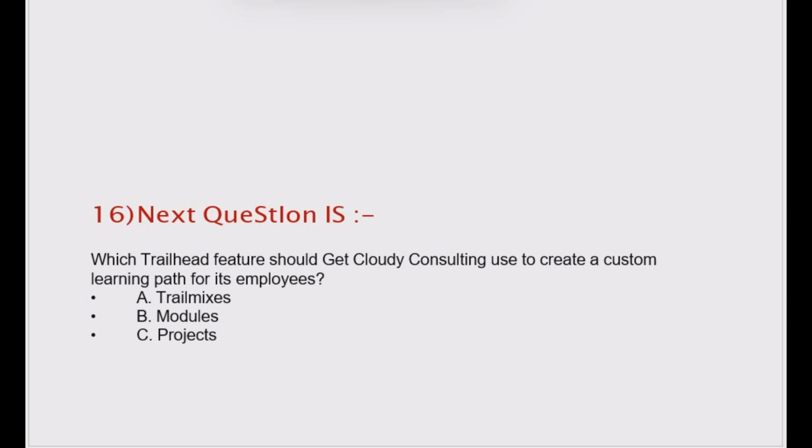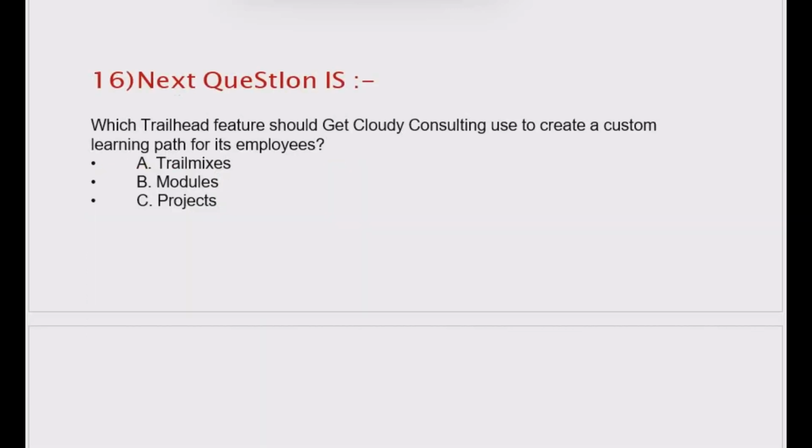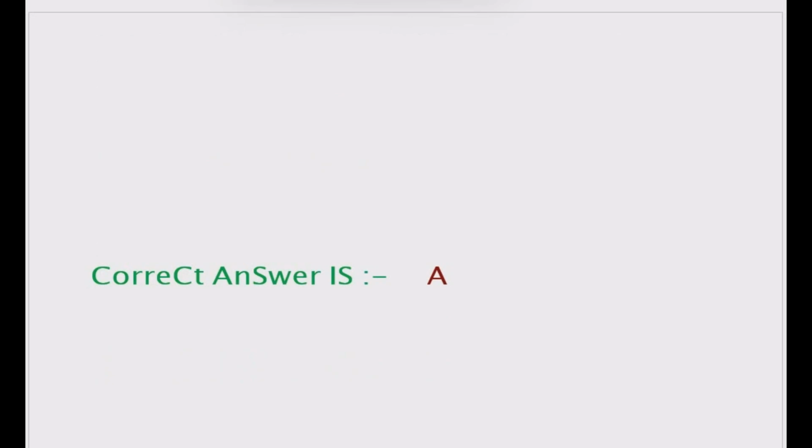Question is, which Trailhead features should Get Cloudy Consulting use to create a custom learning path for its employees? Option A. Trail mixes. Option B. Modules. Option C. Projects. Correct answer is option A.